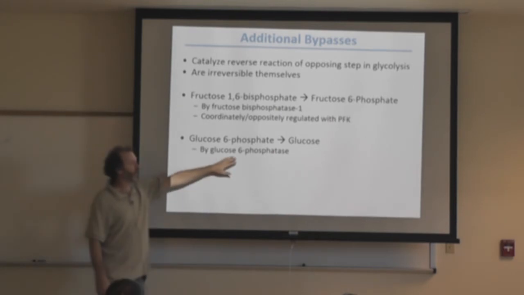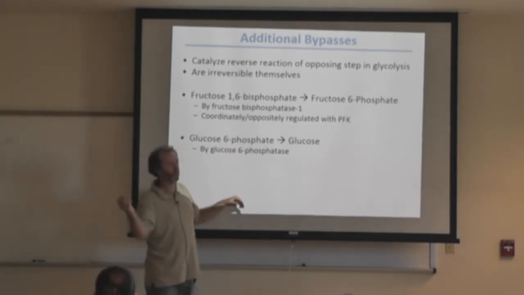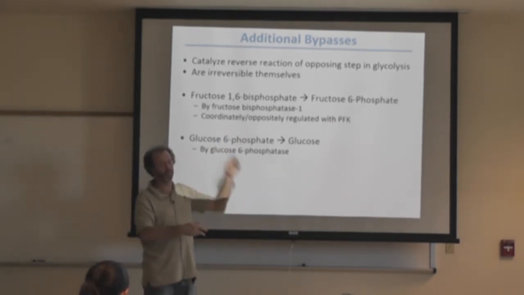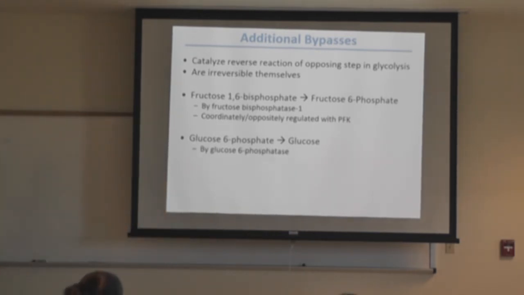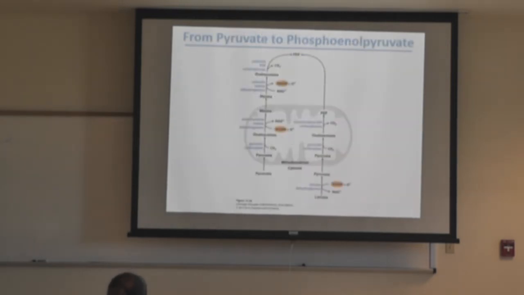Then glucose 6-phosphate gets converted to glucose by glucose 6-phosphatase. These are simple hydrolysis reactions where you add water to substitute for that phosphate group. Phosphate's a great leaving group, a big bulky charged group that gets stabilized by resonance after it leaves.